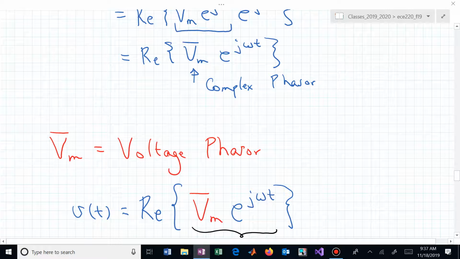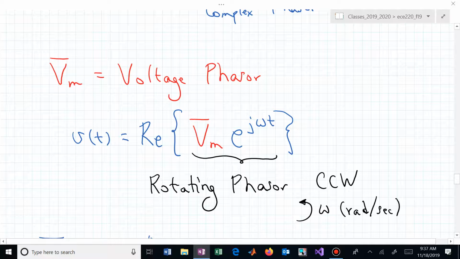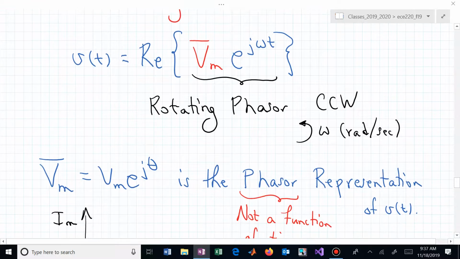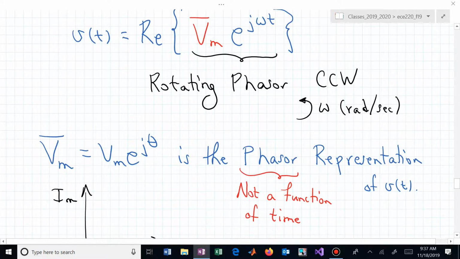If we need to know what they look like in the time domain, then we can put in this omega t piece. That's why it's on the side. Here's our v of t. And inside the real brackets is this rotating phasor, and it's rotating counterclockwise with a frequency that we keep on the side of omega, radians per second. V sub m bar is the magnitude at an angle of theta, and that's the phasor representation of v of t.